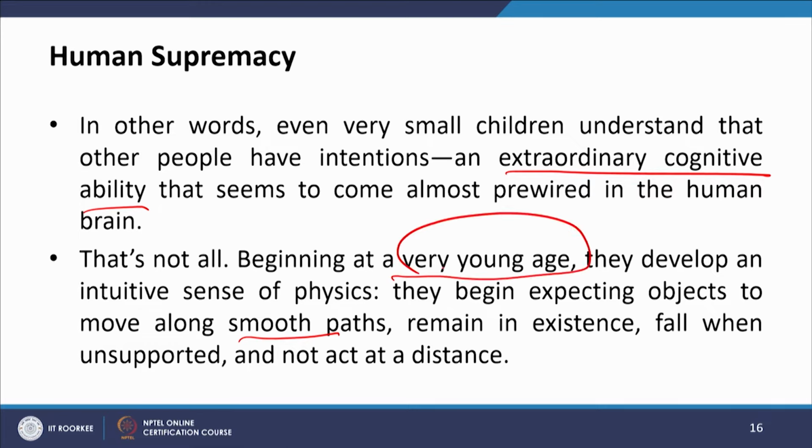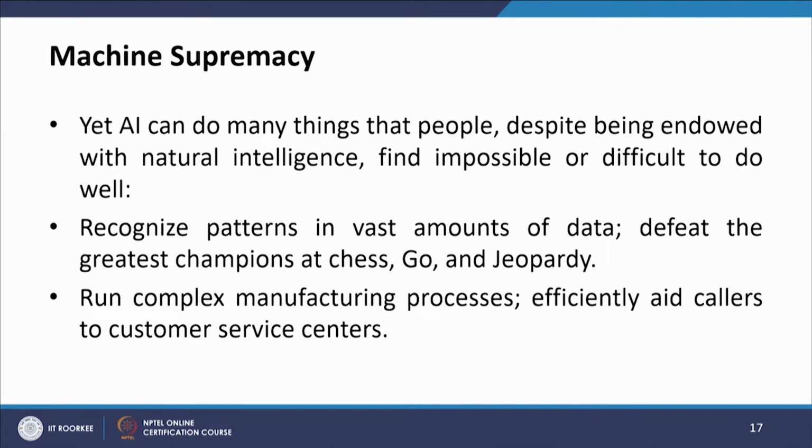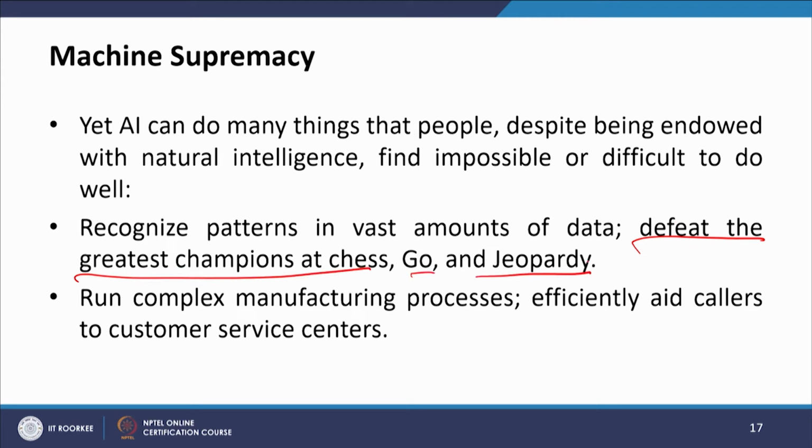That is not all. Beginning at a very young age, they develop an intuitive sense of physics. They begin expecting objects to move along smooth paths, remain in existence, fall when unsupported, and not act at a distance. Now, where does machine supremacy come in? AI can do many things that people, despite being endowed with natural intelligence, find impossible or difficult to do well. One is recognizing patterns in vast amounts of data, so that it defeats the greatest champions at chess, Go and Jeopardy. It can run complex manufacturing processes efficiently and aid callers to customer service centers.